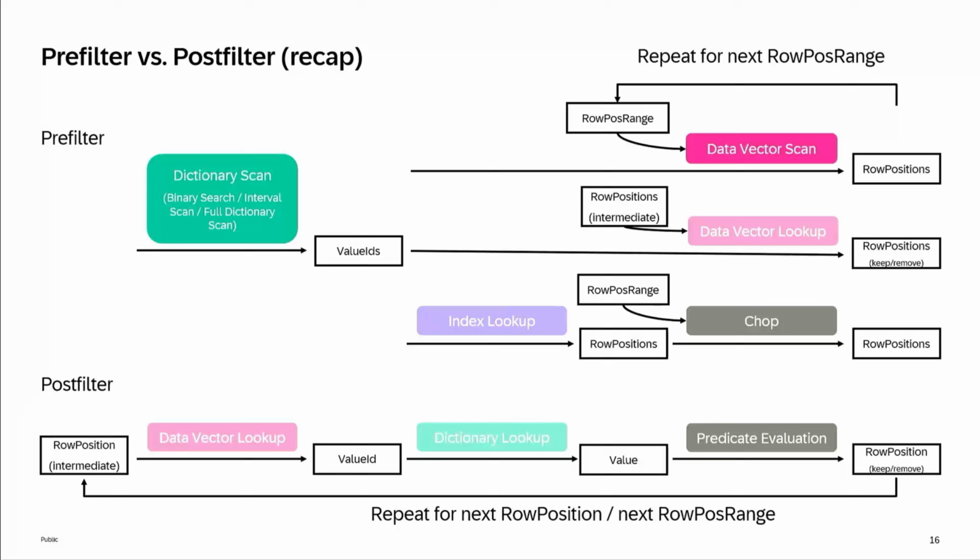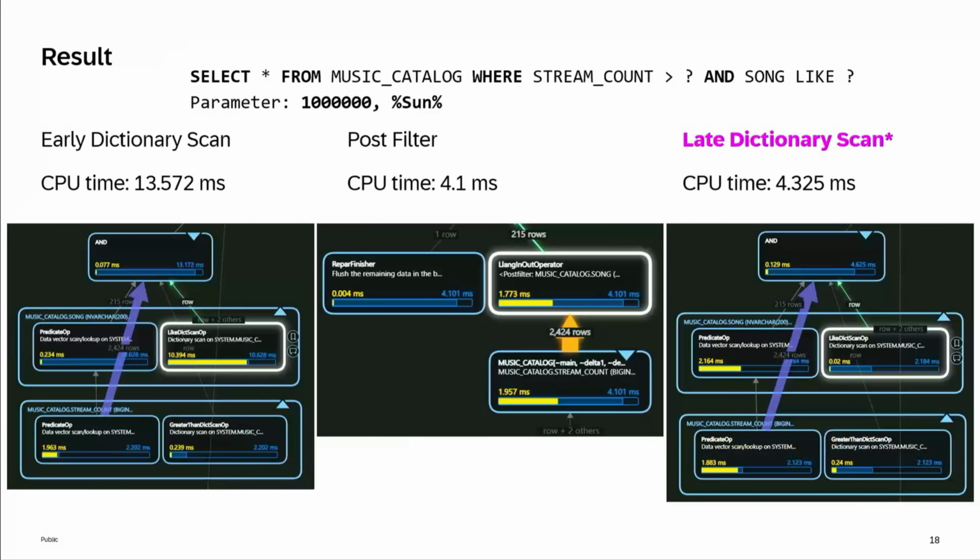So this is just a recap from the previous slide. It's just showing you that basically the early dictionary scan looks like the pre-filter here, and the late dictionary scan looks like the post-filter here. But they have some differences, especially the late dictionary scan and the post-filter.